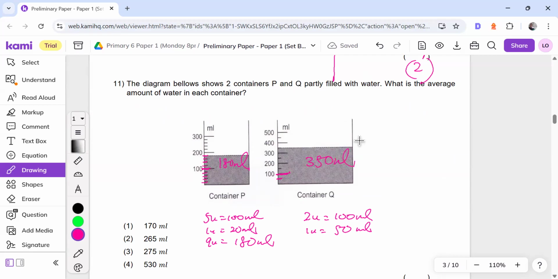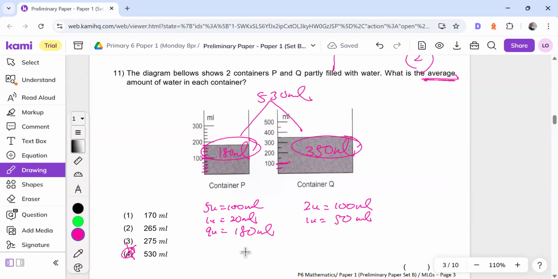All right, now somebody will make a mistake here. You add together and find the total and put down the answer as number 4, which is wrong because you didn't read carefully. What is the average? So you need to highlight the words when you read. So what's the average? You must take 530 and then divide by 2 because there are 2 containers. So you do your dividing and you will get 265 ml.